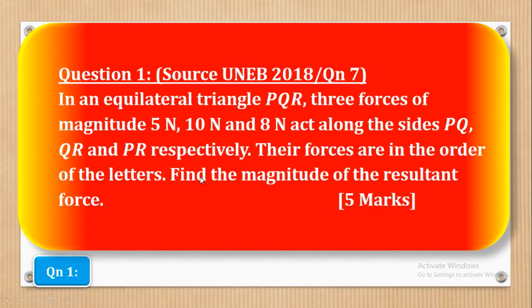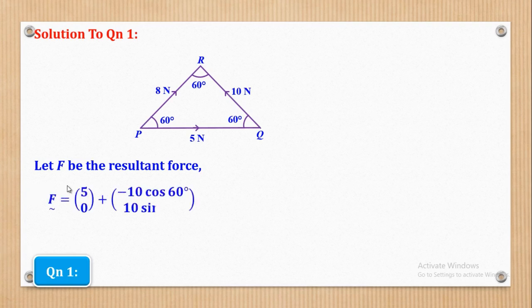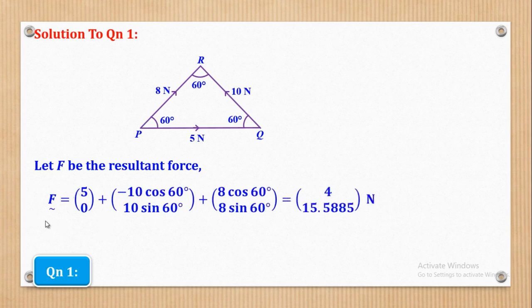Next is to answer the question. They wanted us to get the magnitude of the resultant force. So we shall say let F be the resultant force. And now since F is the resultant force, next is to resolve both horizontally and vertically.